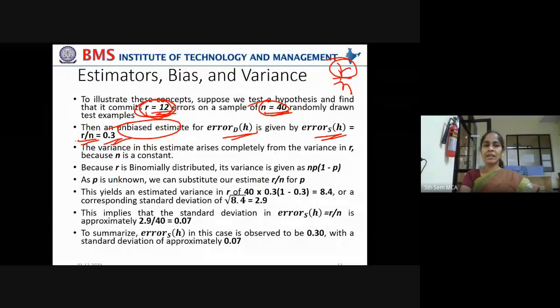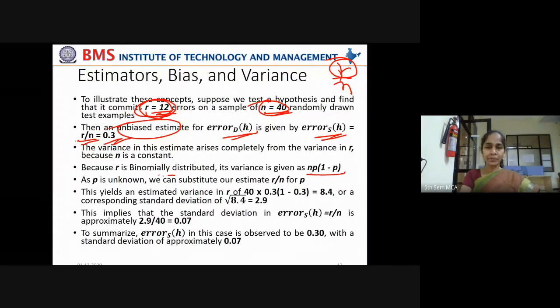So the variance in this estimate arises completely from the variance in R, but not in N, because N is a constant. Now, because R is binomially distributed, as we learned from the binomial distribution in the last class, its variance can be written as NP into 1 minus P. That is the product of the number of data points, the probability of the event occurring, and the probability of the event not occurring. The product of all these will give you the variance of R.